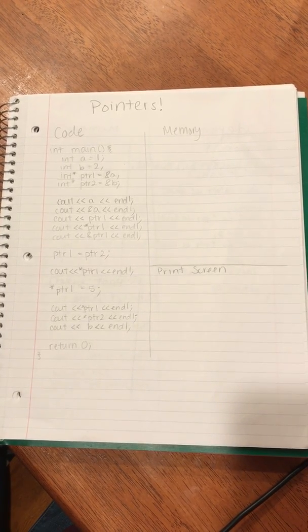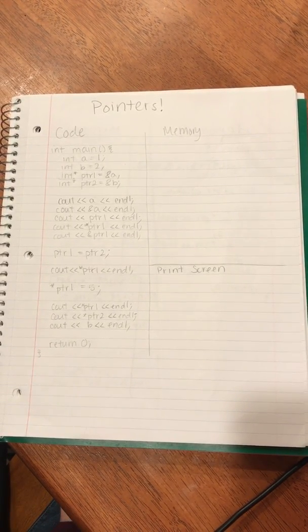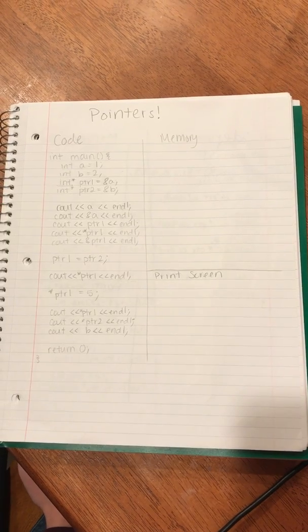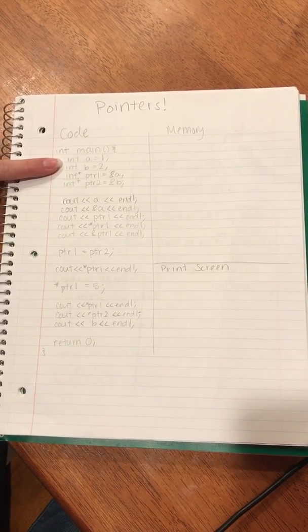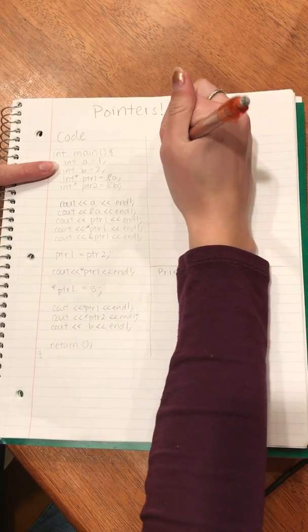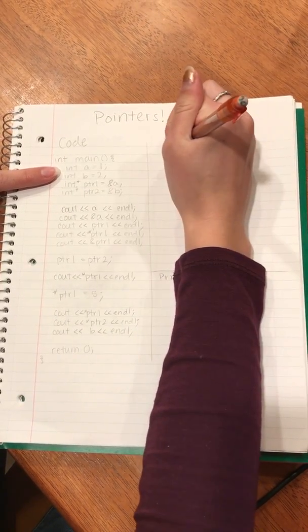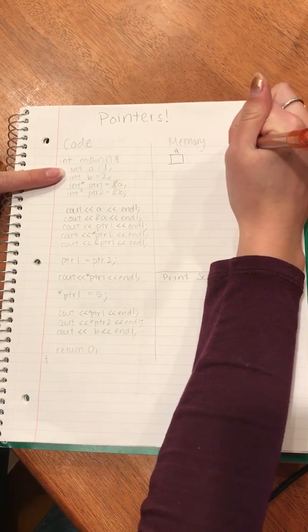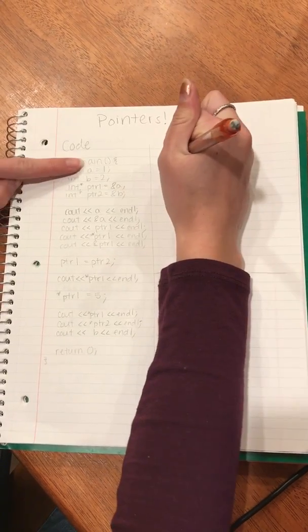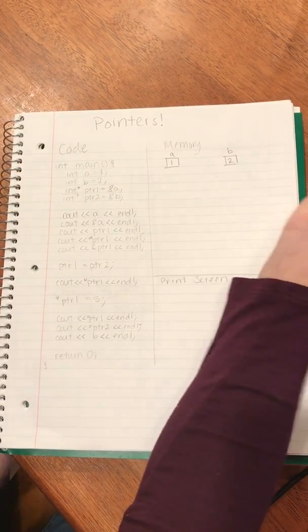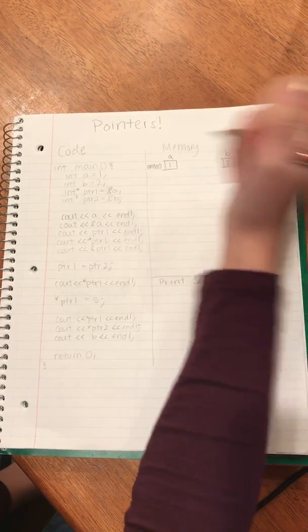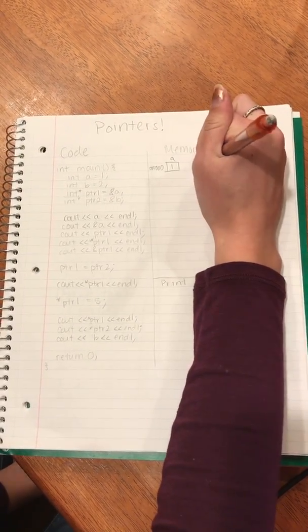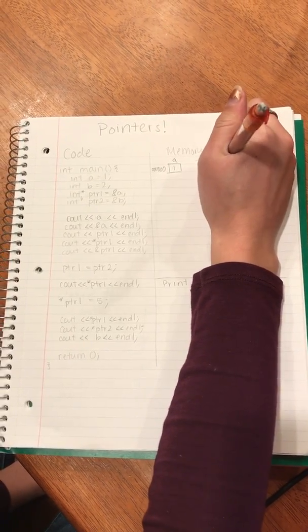Let's look at an example to see how pointers work. So if we look at the first two lines in our function, we see that we're initializing two variables, a and b. So in memory, I'll draw a and b. Their values are 1 and 2, and they have addresses. So we'll say, for instance, that a is at memory address 1000 and b is at memory address 1004.